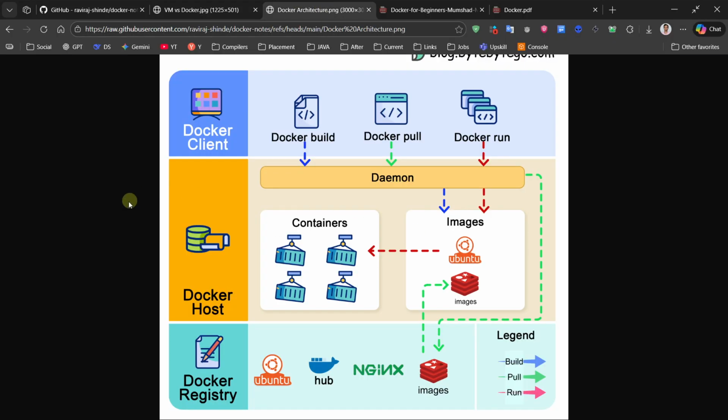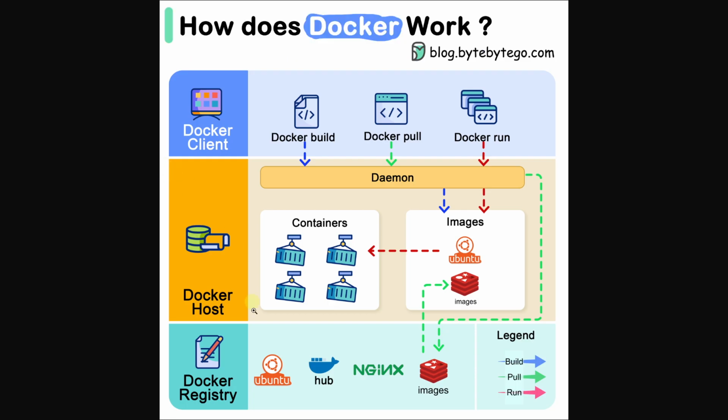So let's see the Docker architecture. In the Docker architecture, there are three main components: Docker client, Docker host, and Docker registry. Remember, Docker client, Docker host, and Docker registry. In the Docker client, actually, let's first talk about Docker host.